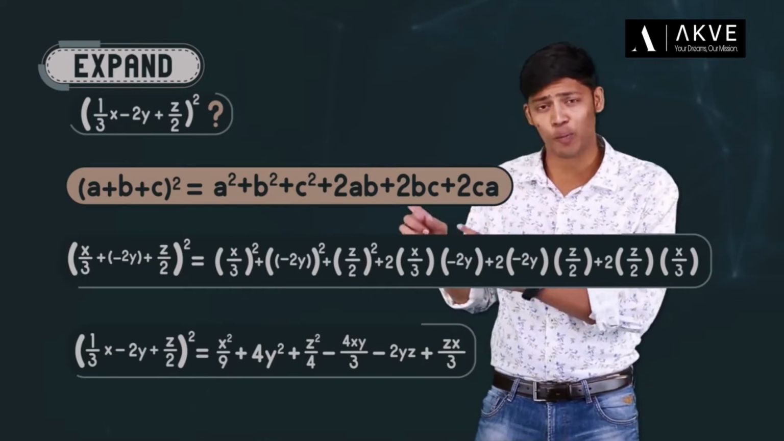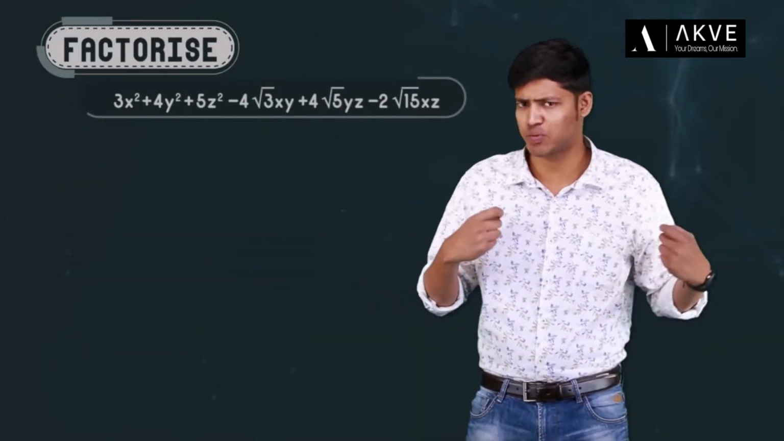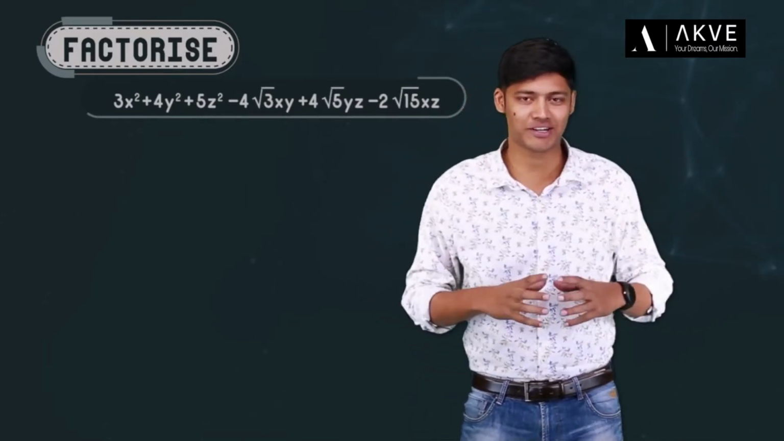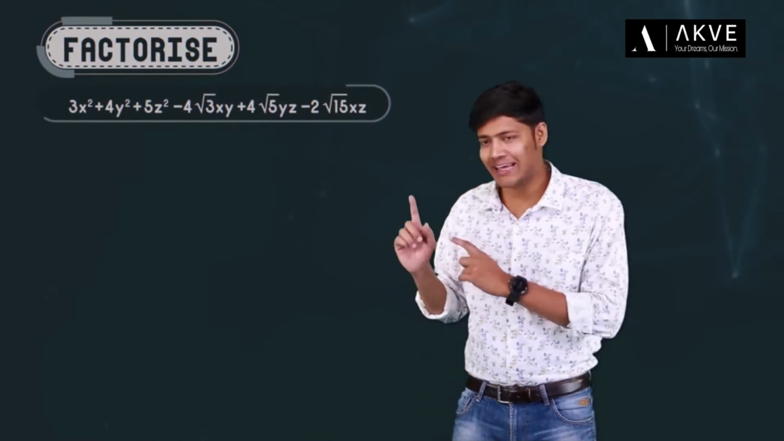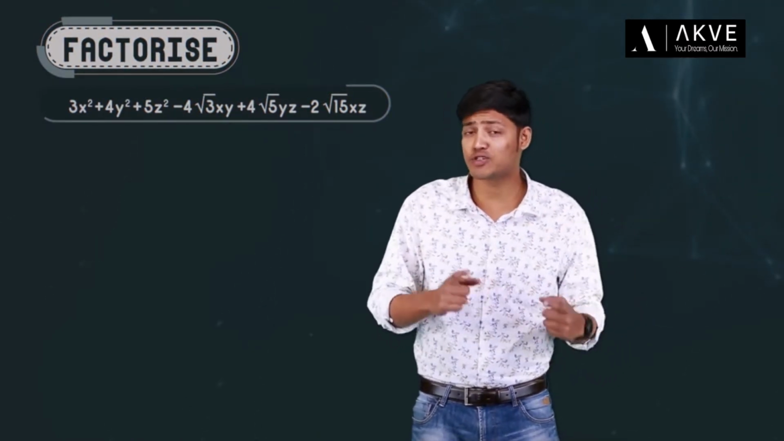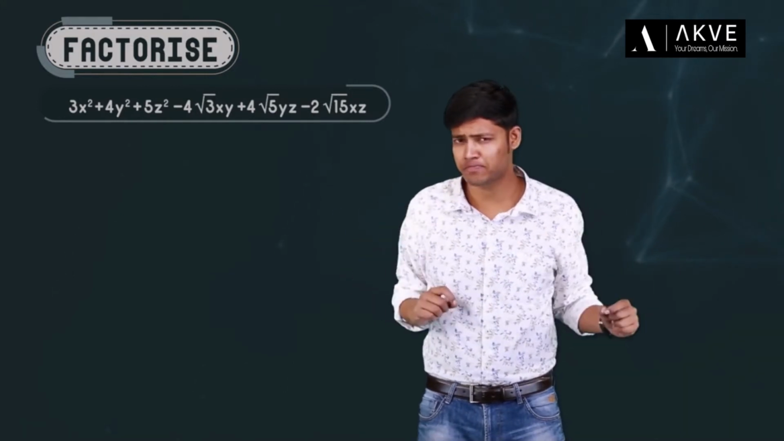You understood this problem, right? Now let's move on to the next problem. In our next problem, we have to factorize this expression. So let's do it. I know it's a very lengthy expression. So tell me which identity can help us factorize this expression.